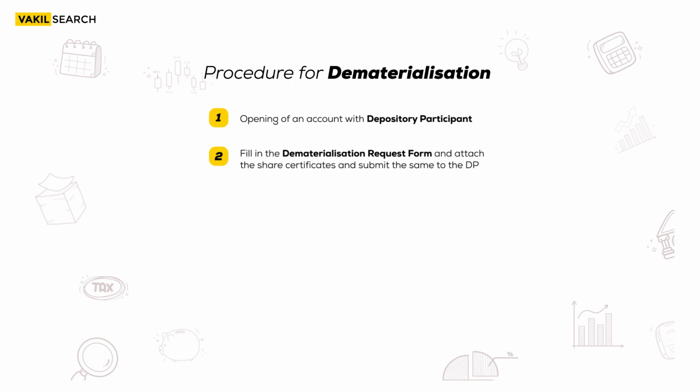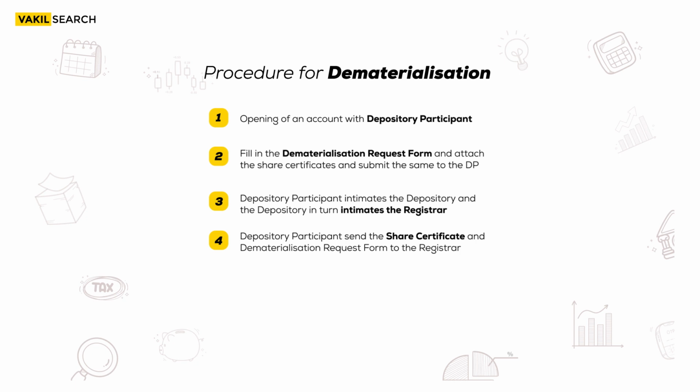to the depository participant. Now, the depository participant will intimate the depository and the depository in turn will intimate the registrar. The fourth step would involve the depository participant sending the share certificates and the dematerialization request form to the registrar. Followed by this, the fifth step would be the registrar confirming the dematerialization of the shares to the depository. The sixth and final step would be the crediting of the equivalent number of shares to the client's account.